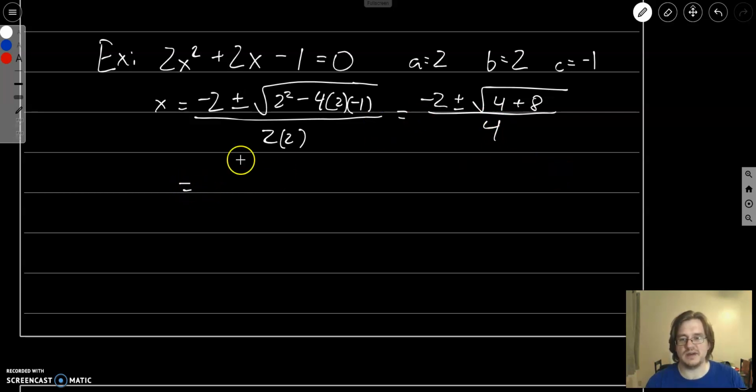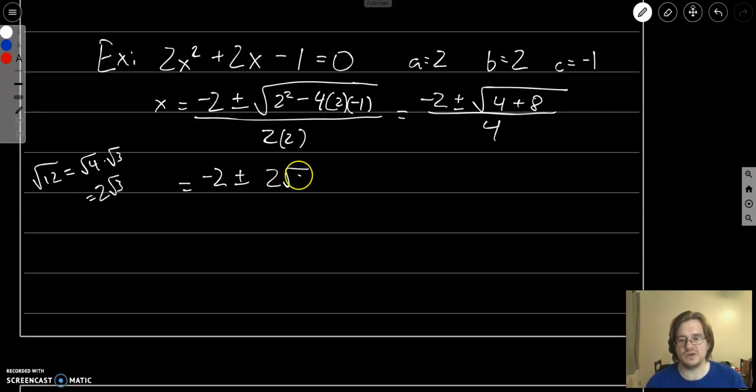So again, if we simplify, this will be negative 2 plus or minus. Off to the side, I'm going to do a little bit of scratch work. The square root of 12 is the same thing as the square root of 4 times the square root of 3. And the square root of 4, well, that's just 2.